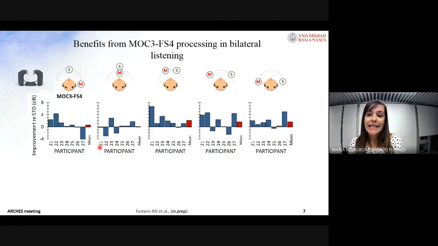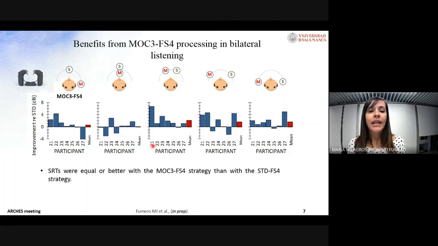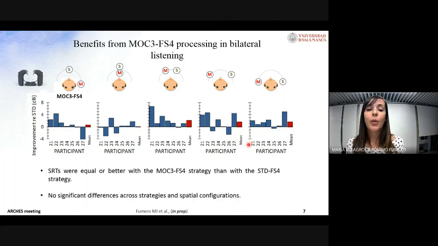And here we can see the results in bilateral listening. This figure illustrates the improvement of the MOC strategies relative to the standard for multiple spatial configurations. And as you can see, the intelligibility in noise was equal or better with the Mode 3 strategy. And this also occurred for most individual participants. However, we didn't find significant differences across processing strategies and spatial configurations.